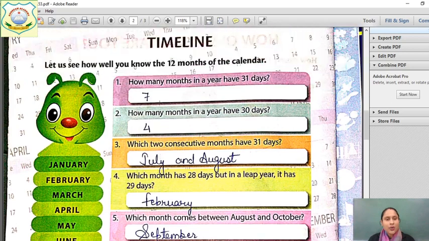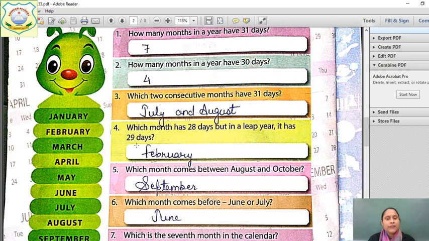So children, you have completed it. Let's see how many months in a year have 31 days? 7 months. They are having 31 days. How many months in a year have 30 days? So 4 months are having 30 days. Which two consecutive months have 31 days? July and August are having 31 days. Which month has 28 days but in a leap year it has 29 days? February.